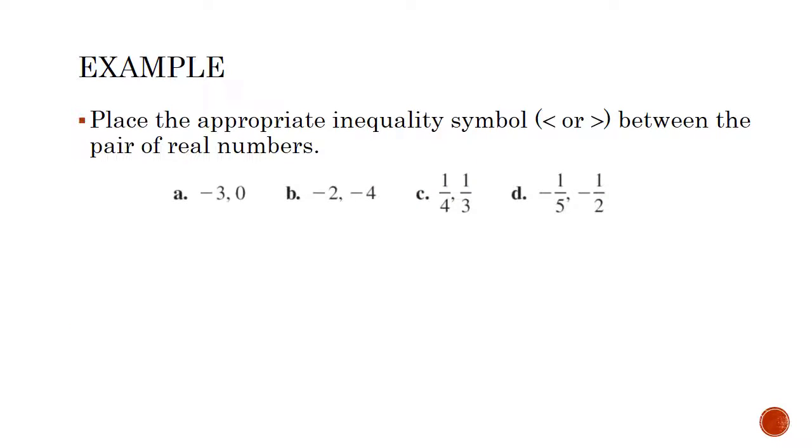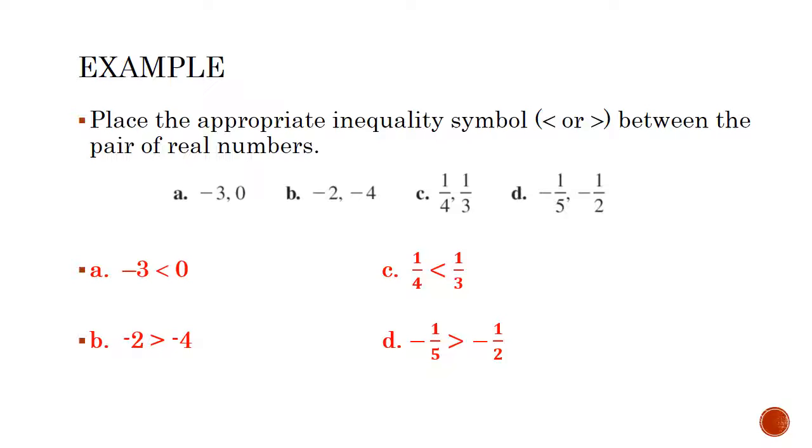Another example, you need to place the appropriate inequality symbol, either less than or greater than, between real numbers. Pause this recording for a moment, give it a try, and then turn it back on and check your answers. Okay, letter A, we can see that -3 is less than 0. On B, -2 is greater than -4.